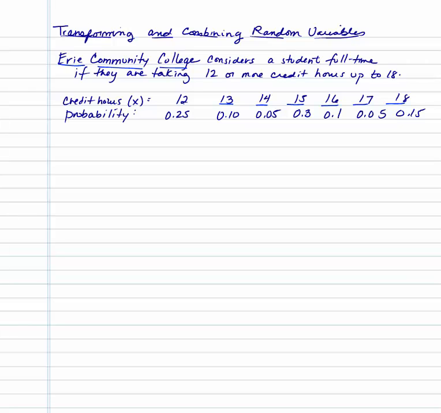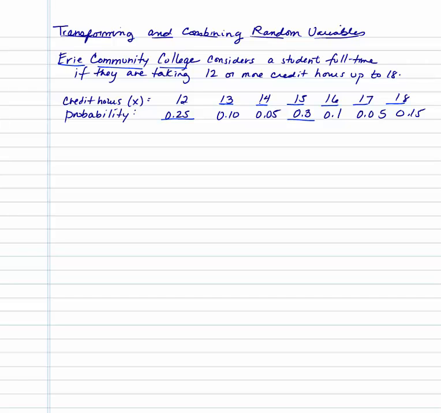So the probability that someone's only taking 12 credit hours is 0.25. The highest one is 15 credit hours, 0.3. And the reason these might be higher is that the majority of classes are multiples of 3. One class is usually considered 3 credit hours. Occasionally you'll get a 4 credit hour class, which would bring you up to 13 credit hours, or two 4 credit hour classes and two 3 credit hour classes, which would bring you to 14. But that might be why those have a little bit higher probability.